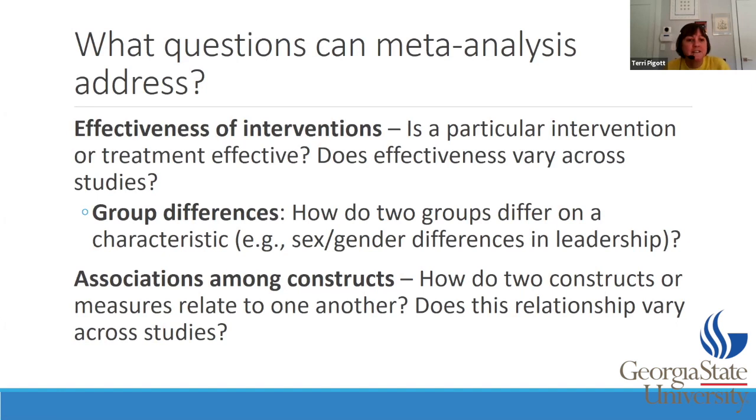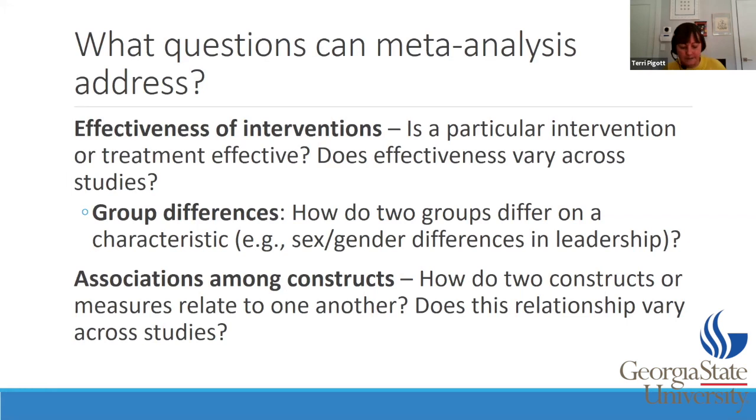A second question related to the effectiveness of intervention questions is about group differences. We might not be interested exactly in the effectiveness of an intervention; we might want to know if two different groups differ on some characteristic. A classic example of this might be all the studies that have been done on sex and gender differences in leadership. Those studies are not necessarily about interventions, but they are comparing two different groups on some characteristic.